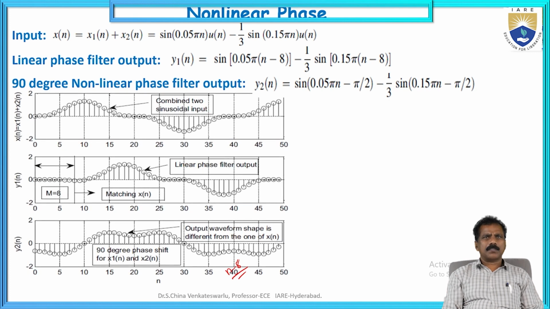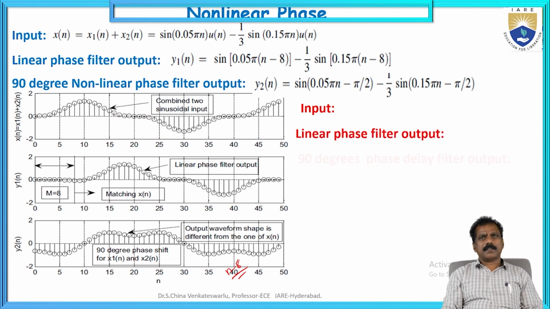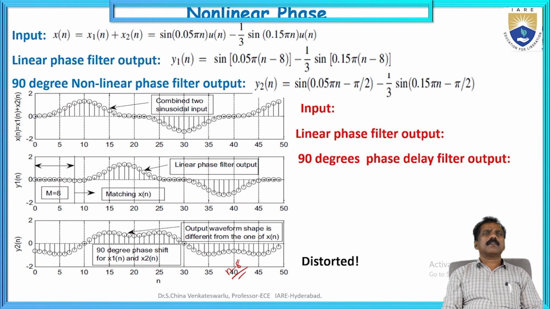These are the combined two sinusoidal inputs. The linear phase filter output response will appear with n versus x of n, n versus y1 of n and n versus y2 of n, where M is equal to 8. It matches the linear phase filter output, as observed in this graphical representation. The combined two sinusoidal input is the input, after that we verify the linear phase filter output response. The third one is the 90 degrees phase delay filter output. Here there is distortion, the output waveform shape is different from x of n. So this is distorted.